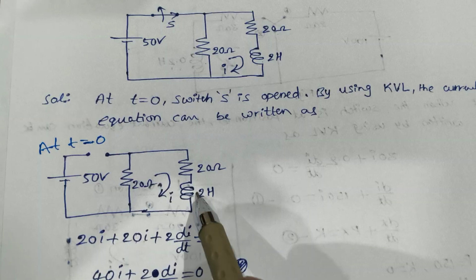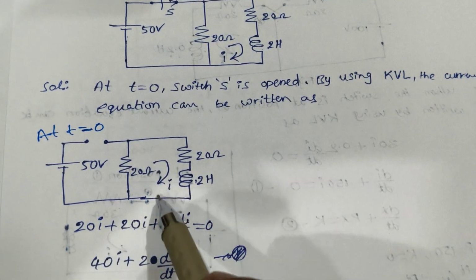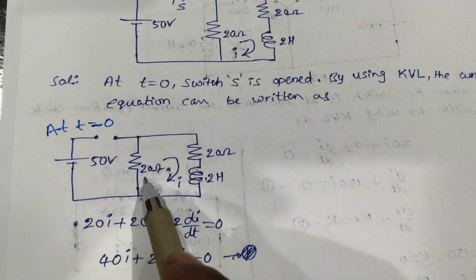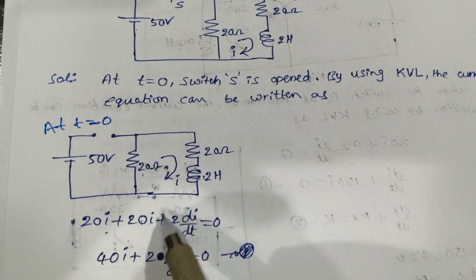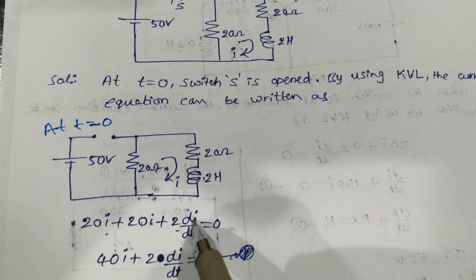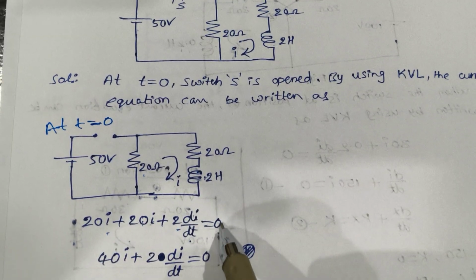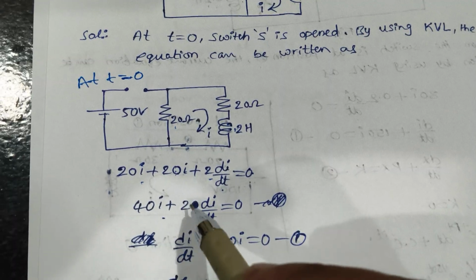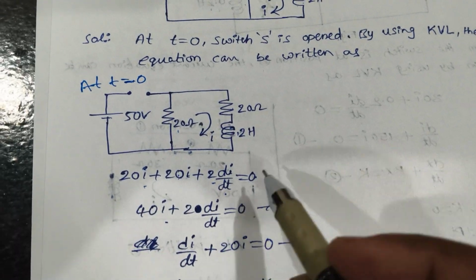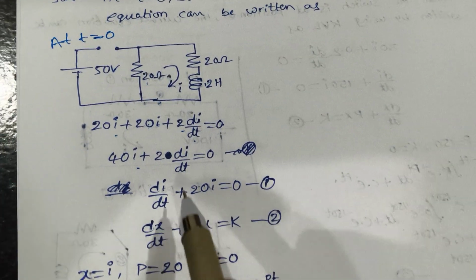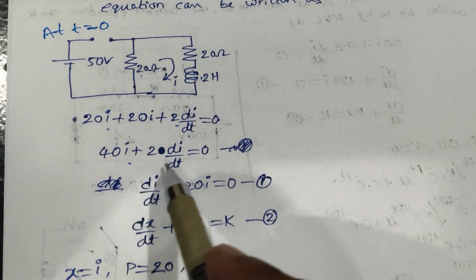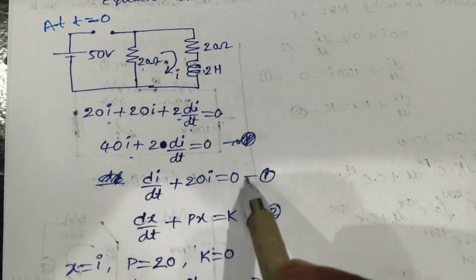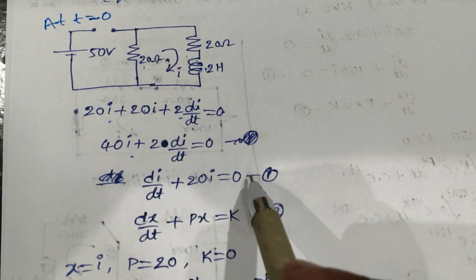This is the loop which is having the combination of inductors. So for this loop, if I apply the KVL, 20 into I plus 20 into I plus L into di by dt, the voltage across the inductance, is equal to 0. There is no source, right? By rewriting this, 40 into I plus 2 into di by dt is equal to 0. Further simplifying by dividing both sides by 2, di by dt plus 20 into I is equal to 0. This is your first equation.